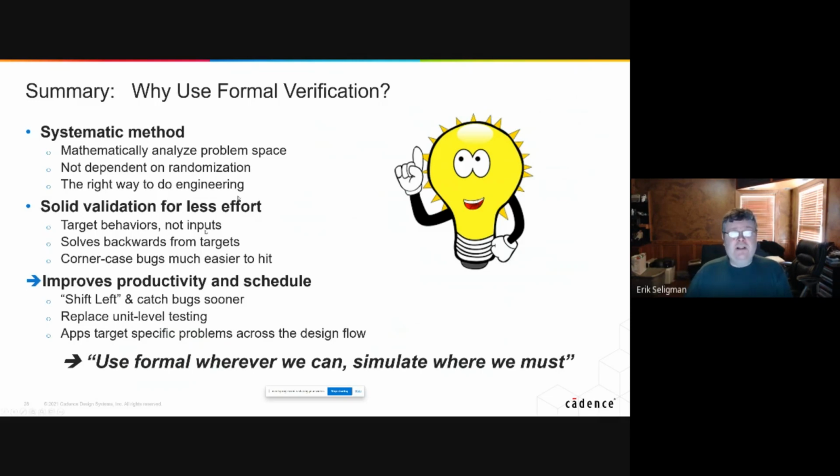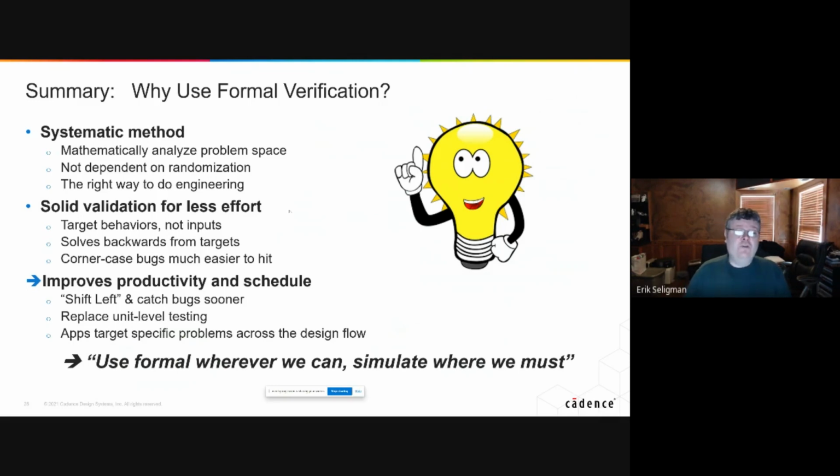Formal generally gives you solid validation for a lot less effort. Once you're used to formal, you find the ROI of verifying a design using formal is really good. By targeting behaviors rather than inputs and being able to solve backwards from your targeted behaviors, it's much easier to hit corner case bugs as well as to complete your validation goals in general.